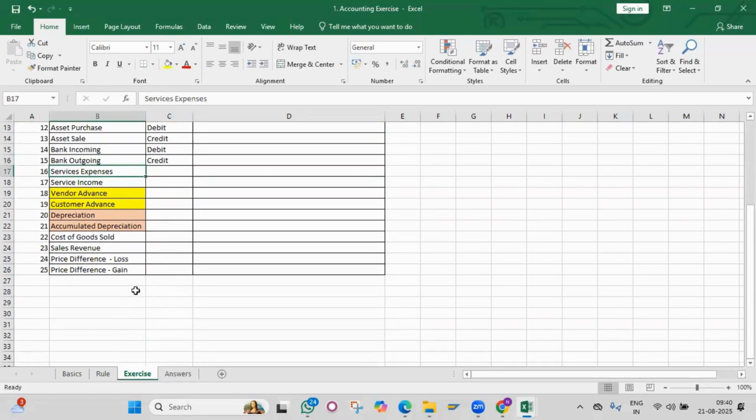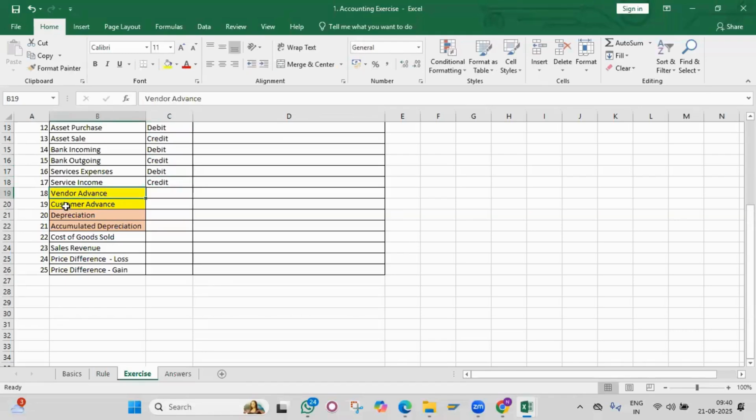Service expenses: debit. Again, it's expenses. Expenses means debit, I told you. Service income: credit. We are getting money on the services. So it's income. We are not just getting money, we are getting income. Money is different and income is different. So we have to post how much income we got also. So income is always credit.